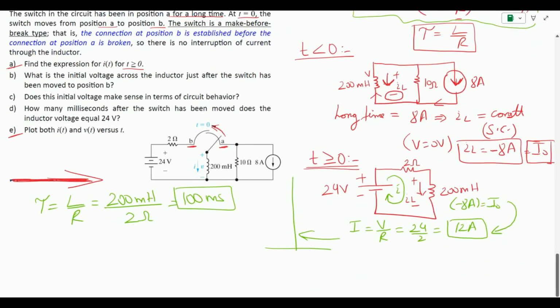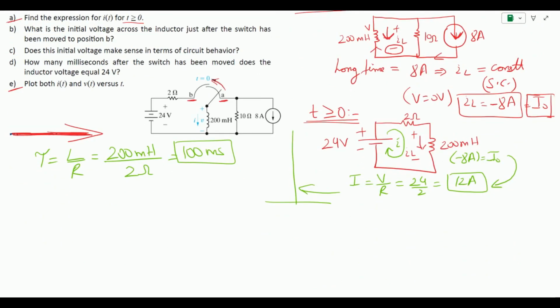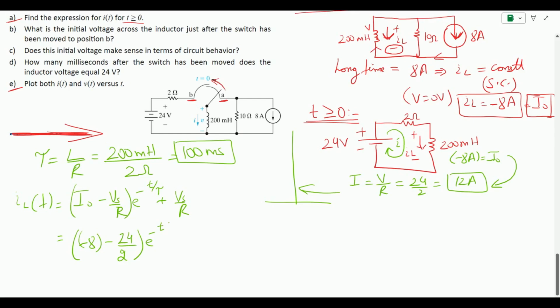So finally, when we input all the values we have into our inductor current equation, iL(t) was I0 minus Vs by R, e raised to power minus t by tau, plus Vs by R. So we know that the current is minus 8 minus 24 source divided by 2, e raised to power minus t by 100 millisecond, plus 24 divided by 2, and the final response that we should get will be 12 minus 20 e raised to power minus 10t amps for time greater than or equal to 0.